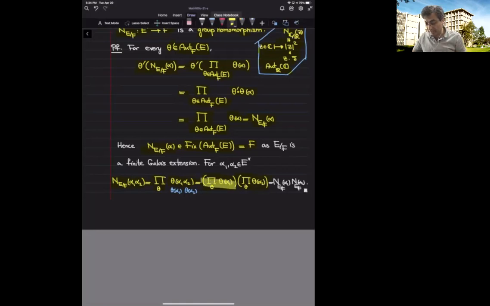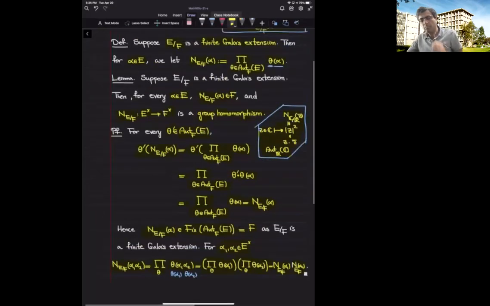This part means I'm getting norm of alpha 1, and this part means I'm getting norm of alpha 2, and that's exactly the definition of being a group homomorphism. So norm does preserve multiplication, and that's true for every alpha 1 and alpha 2 inside E cross. So we get that it's a group homomorphism from E cross to F cross.